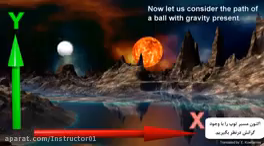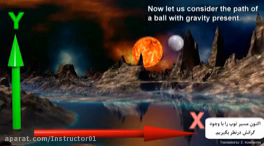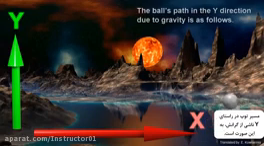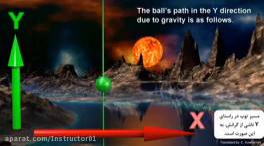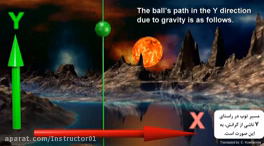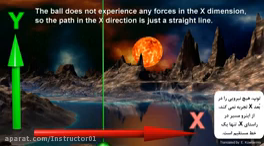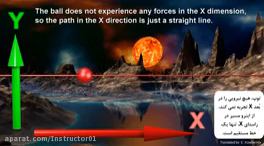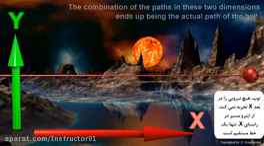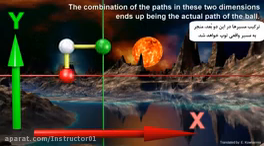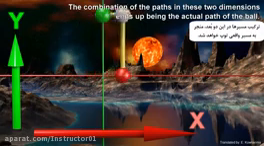Now let us consider the path of a ball with gravity present. The ball's path in the y direction due to gravity is as follows. The ball does not experience any forces in the x dimension, so the path in the x direction is just a straight line. The combination of the paths in these 2 dimensions ends up being the actual path of the ball.